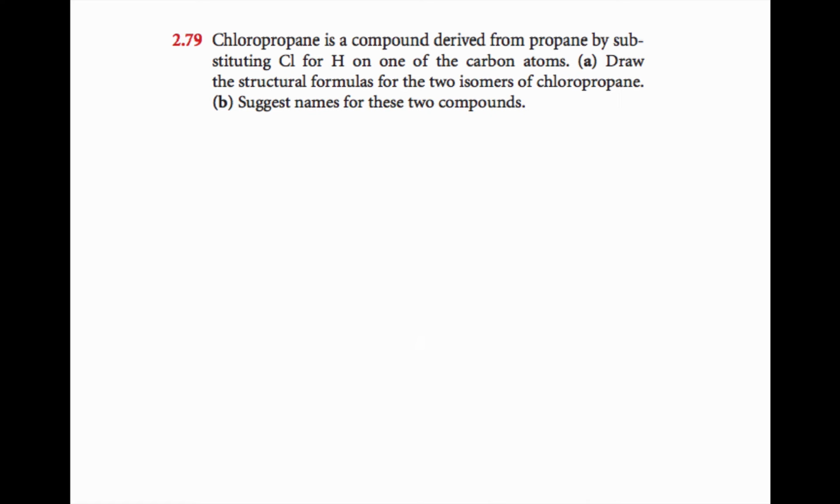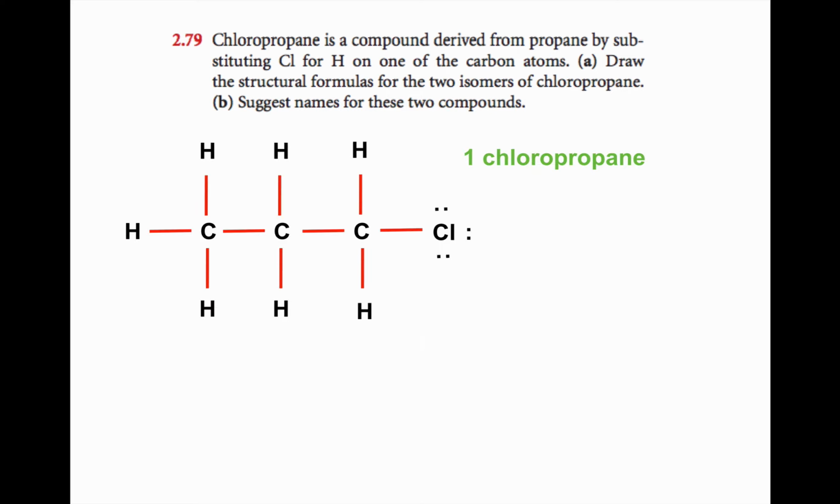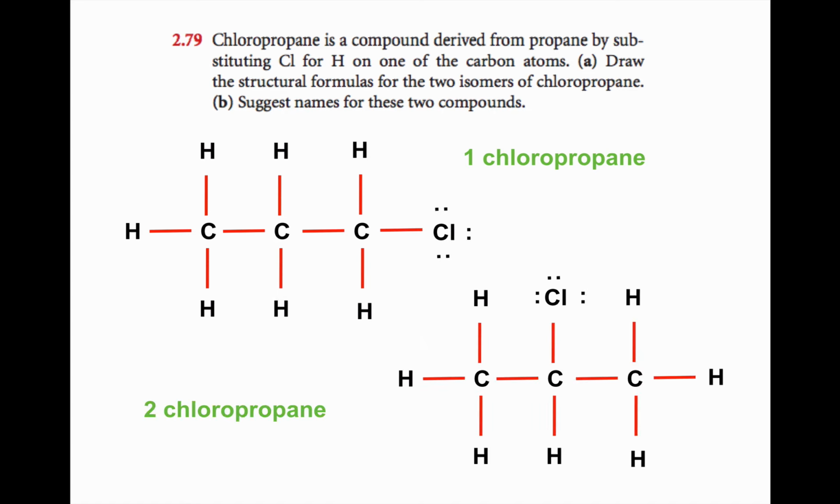Chloropropane is derived from propane by substituting a chlorine for a hydrogen on one of the carbons. Draw the structural formula for the 2 isomers. All right, so we'll get into isomers later on in the course. You could put the chlorine on the end carbon, and you indicate what position that chlorine was attached. So this is 1-chloropropane, or you could put the chlorine at the number 2 spot. Call it 2-chloropropane.